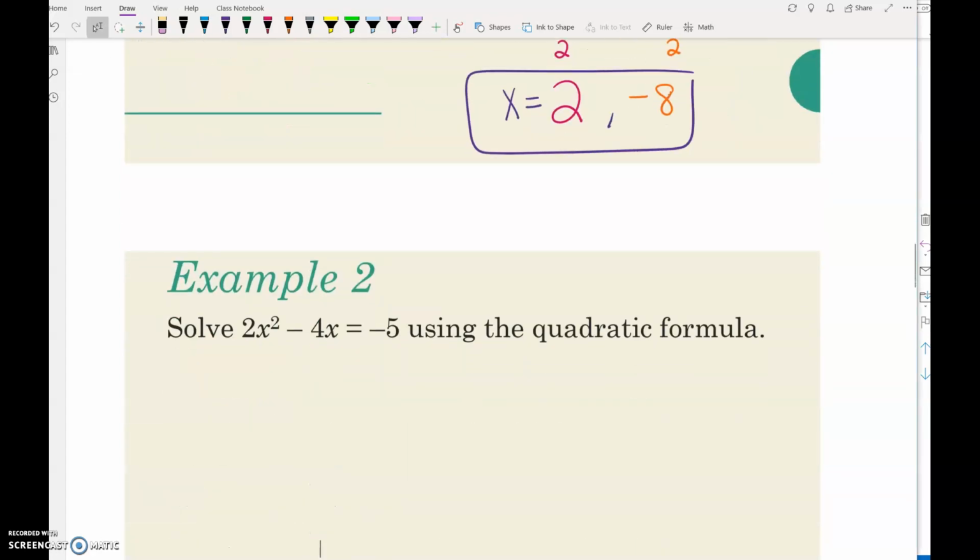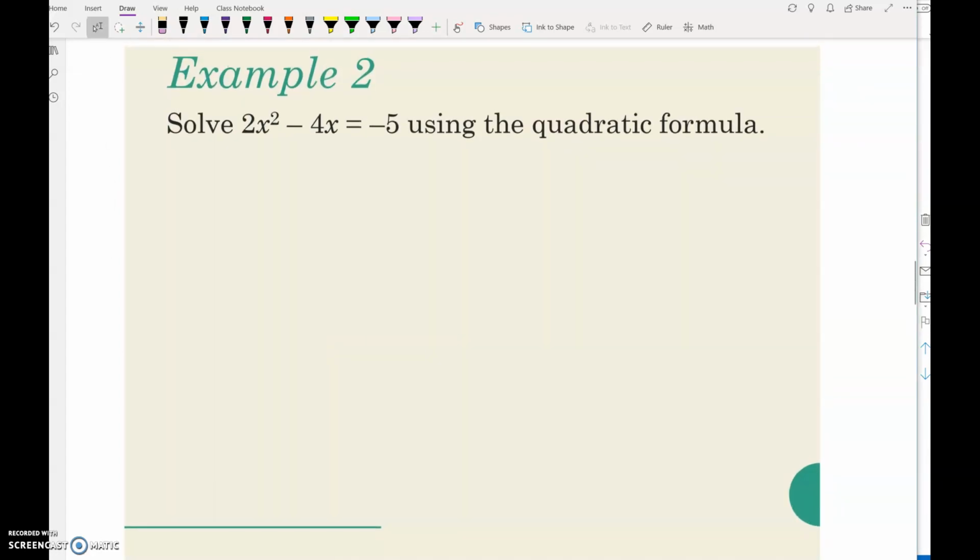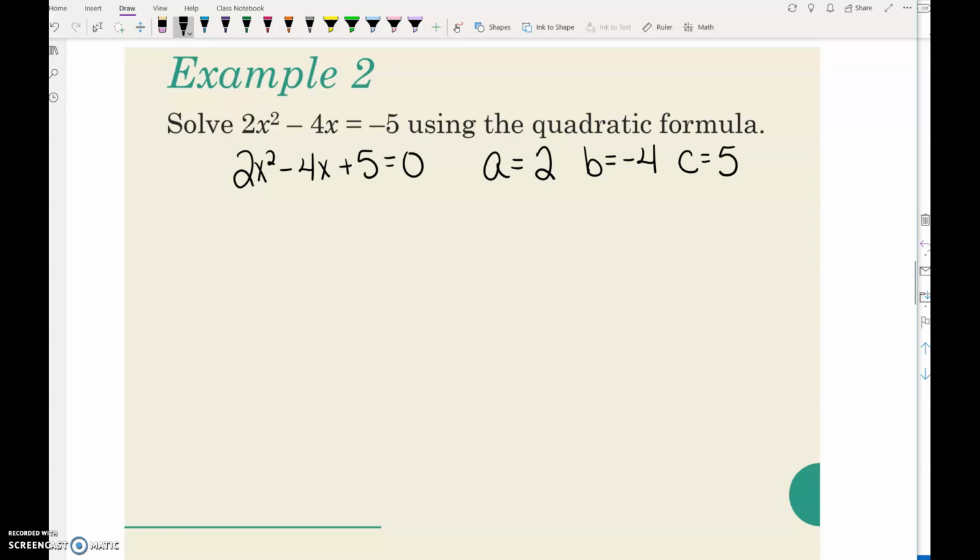But sometimes the problems either aren't as easy to solve or they aren't as easy to factor, or maybe they aren't factorable at all. In this example, the first thing that we need to do is move everything over to the left side so that we have equals 0. Once we do this, we see that our A value is 2, our B value is -4, and our C value is 5. So now let's use the quadratic formula.